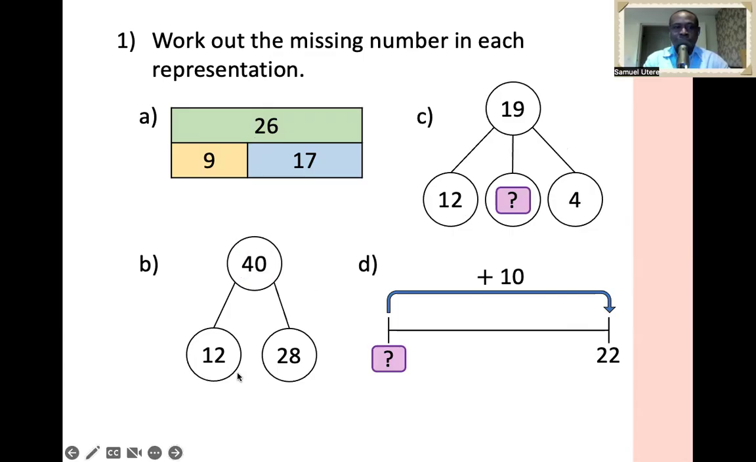So I should have talked about this one. So B, we add 12 and 28 to get 40. So that's for 1B. So 1C is what I was talking about. So that is the answer.